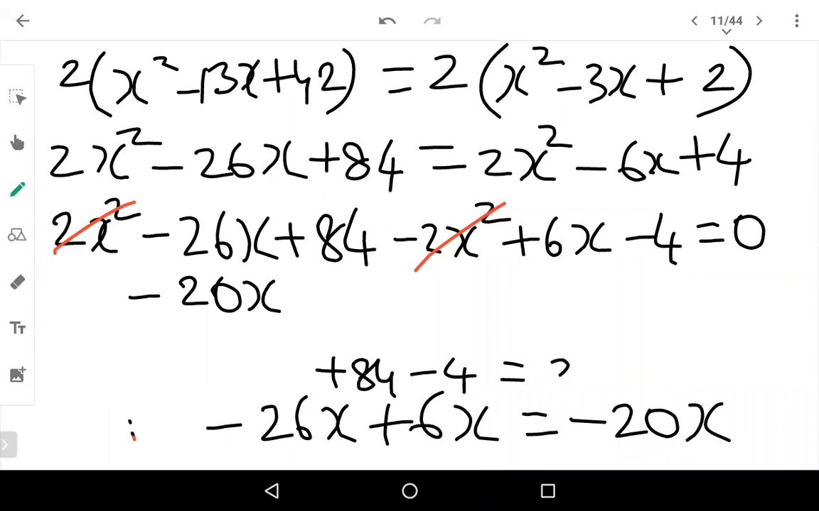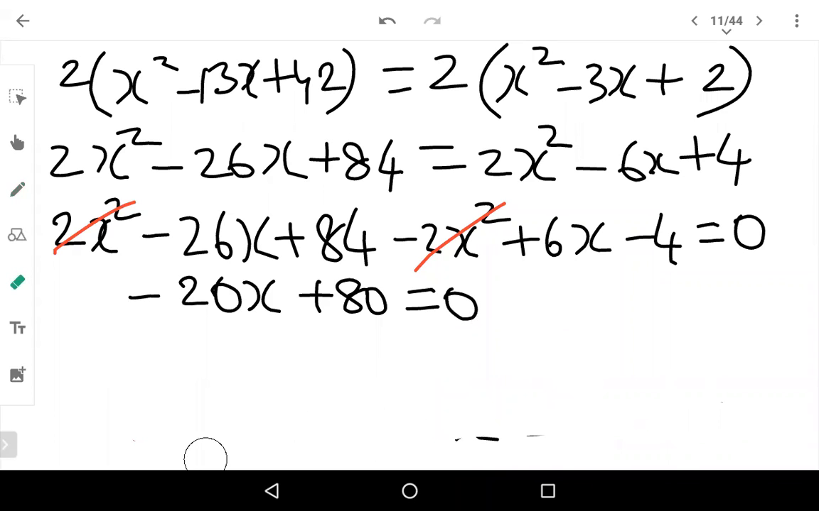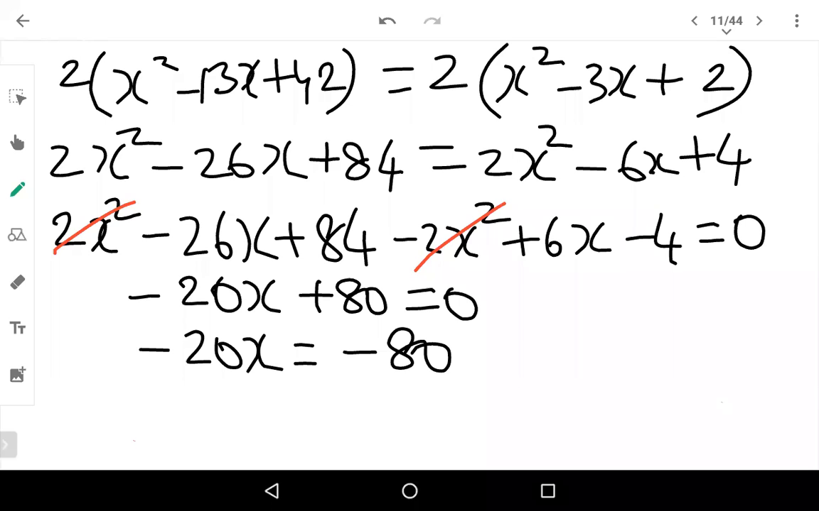Now in the next step, minus 20x is equal to minus 80. Okay, there's a little lag in the video. Just bear with that. I'll go slowly. Next step is minus 20x is equal to minus 80. Next, after this, x is equal to minus 80 divided by minus 20.